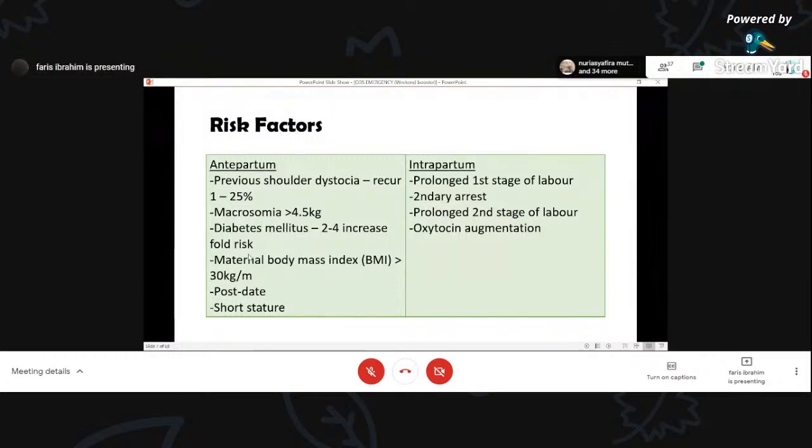Telling you this because this is actually what you will see in your exam. So it's very important. Later, read up on the mechanism of labor and what I've been talking about, the first stage, second stage and third stage.